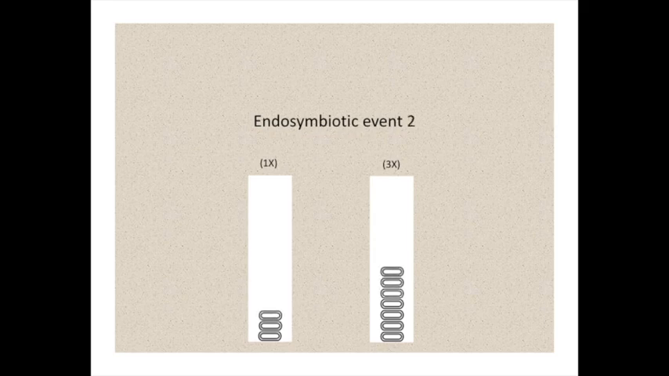In endosymbiotic event 2, the chart on the left has taken up another endosymbiont so that it now has 3. But the 3X has taken up 3 additional, which makes it a total of 7 X chromosomes. Endosymbiotic event 3, the 1X has 4 now, and the 3X has a total of 10.